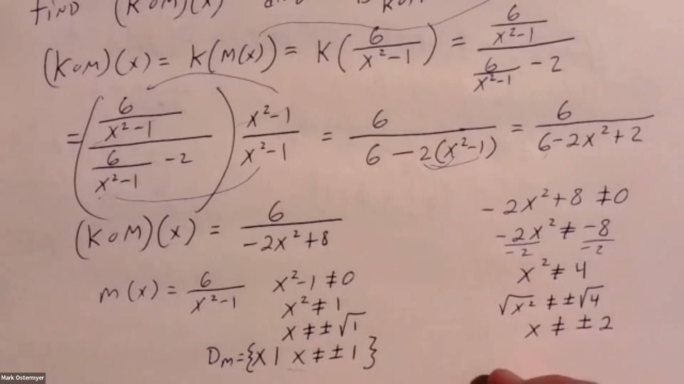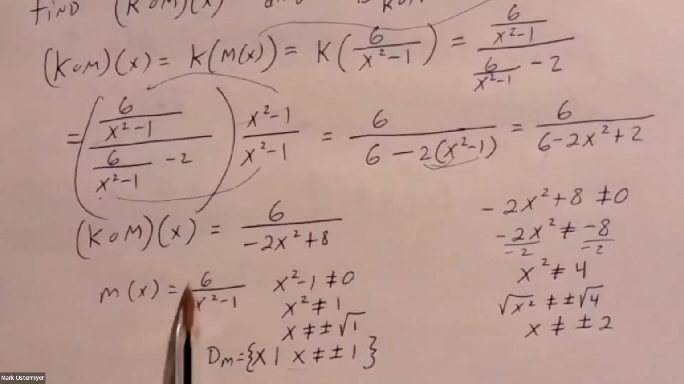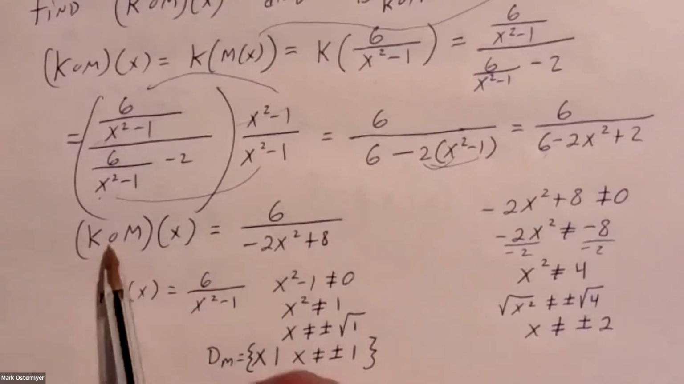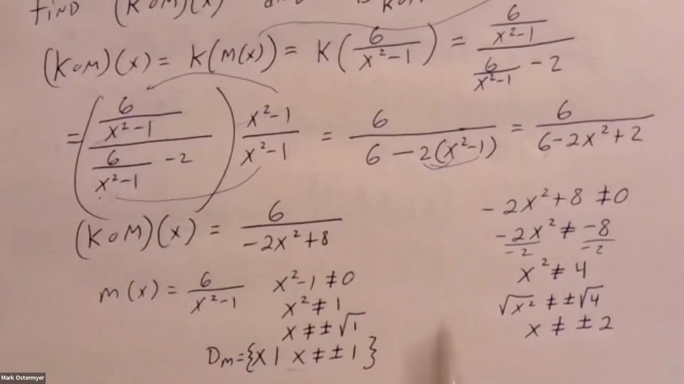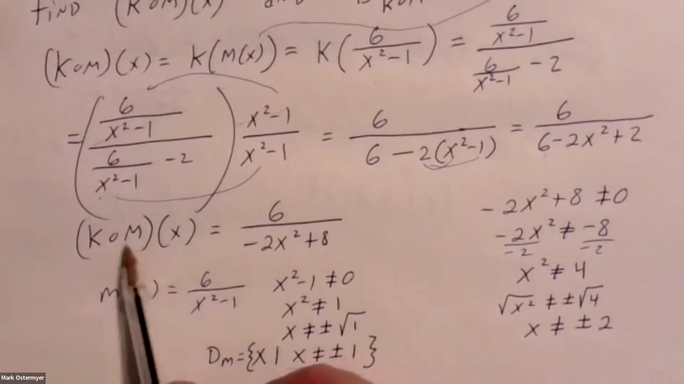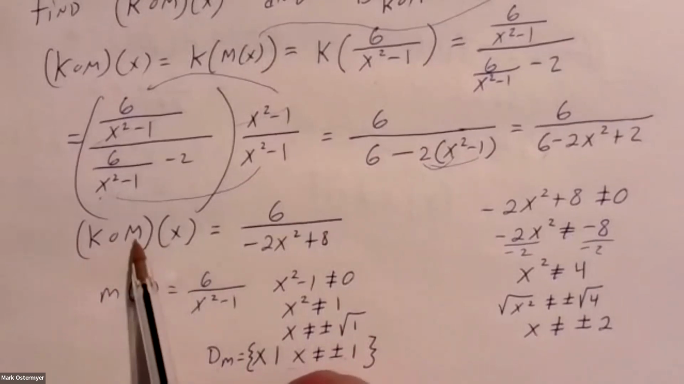All right. So positive and negative 1 cannot be in the domain, ladies and gentlemen, of this function here. Oh, excuse me, of our composition function here. Why? Because positive and negative 1 do not even get past this first function m. Because positive and negative 1 are not found in the domain of function m. So therefore, they cannot be in the domain of our function k composed with m of x.